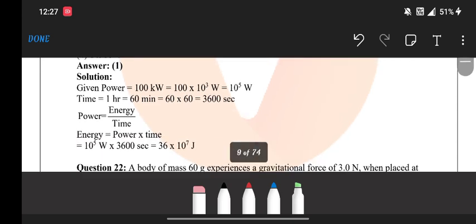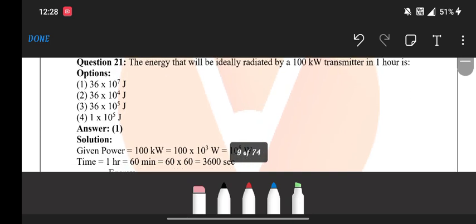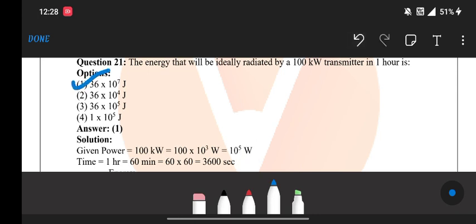So therefore power is equal to energy by time. If you have to find energy, energy is equal to power into time. So energy is equal to power, which is 10 to the power 5 watt, into 3600 seconds, and that will become 36 into 10 to the power 7. So 36 into 10 to the power 7 joule is the answer for question number 21. If you see the options, it is in the first option, option A. So therefore option A is the correct one for question number 21.